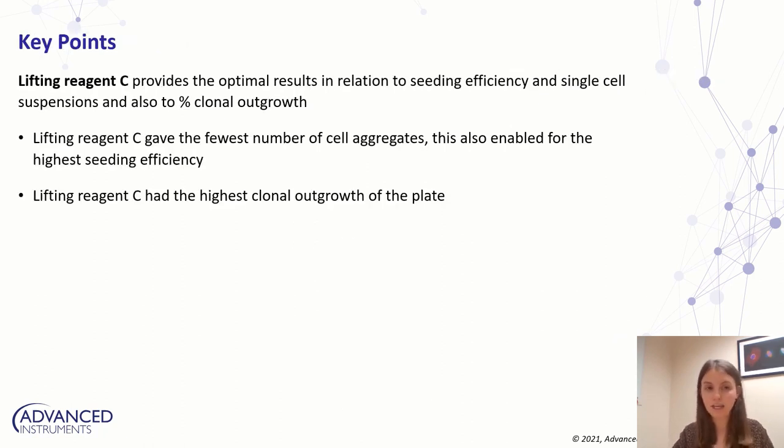So just a few key points from this experimental study. We found that lifting reagent C provided the optimal results in relation to seeding efficiency and maintaining a single cell suspension, but also for percentage clonal outgrowth. It gave the fewest number of cell aggregates, enabling the highest seeding efficiency, and it provided the highest percentage clonal outgrowth of the plates.